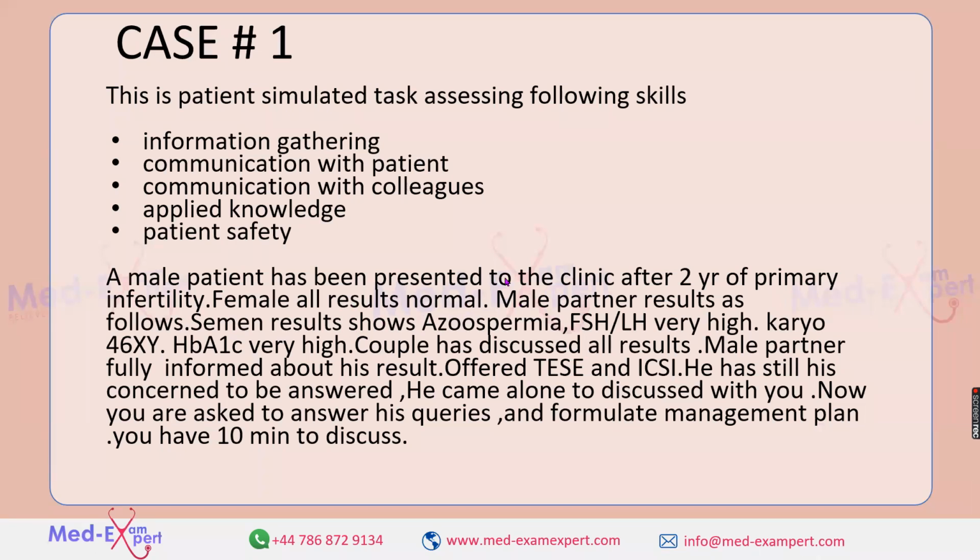Okay, so you no need to ask him. Then you ask for smoking, recreational alcohol. Okay, then you... this is not a breaking bad news because he already knows. He already knows about his result. The couple has discussed all the result.